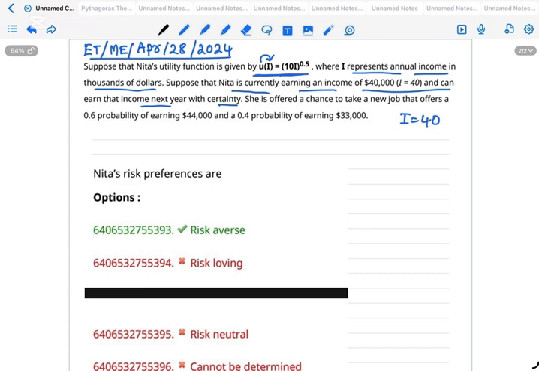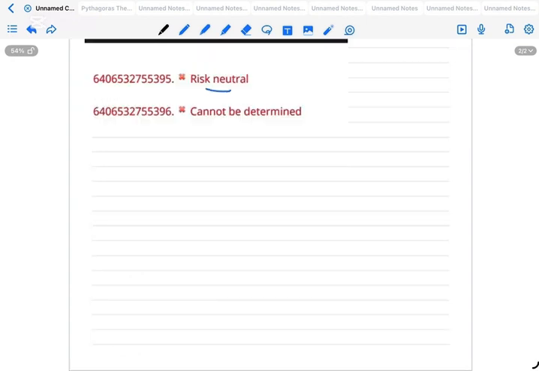She is offered a chance to take a new job that offers a 0.6 probability of earning $44,000 and 0.4 probability of earning $33,000. Nita's risk preferences are risk-averse, risk-loving, risk-neutral, or cannot be determined. So which options are correct?